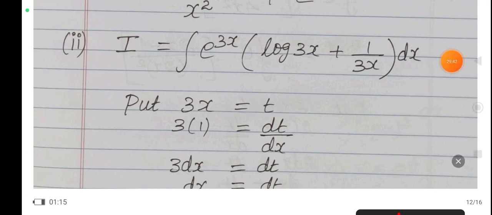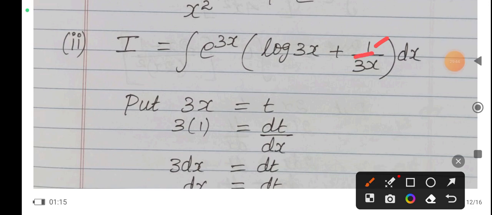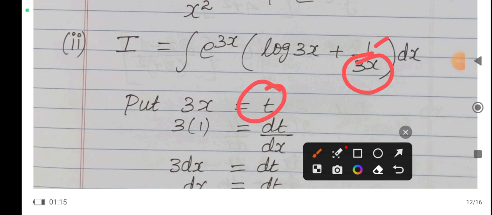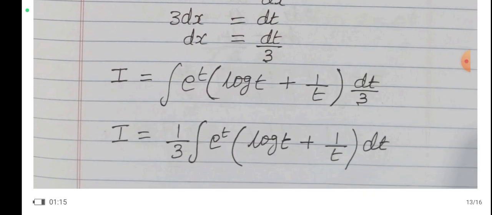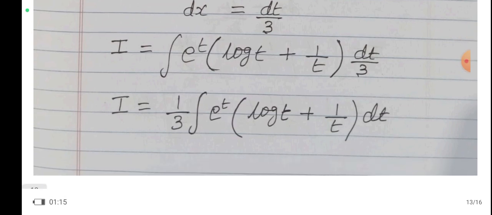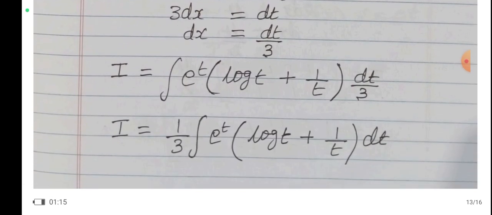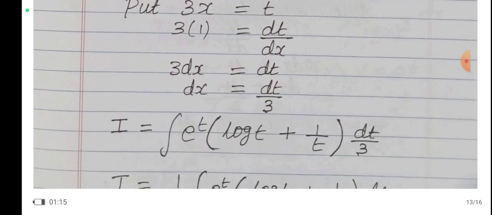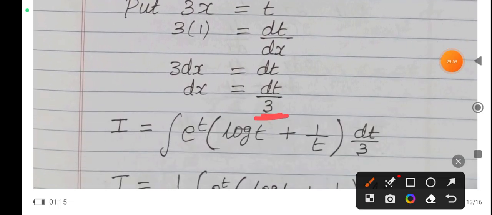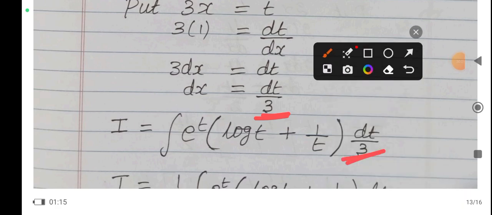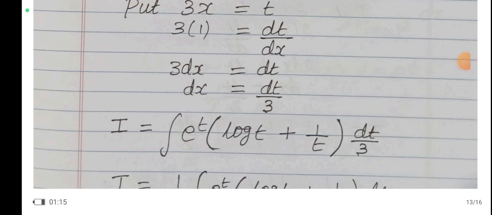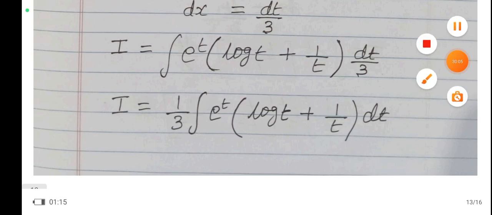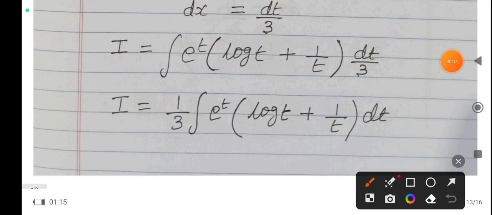Why do we want to complicate it in that sense? 1 divided by 3x is 1 by t. Then we have 1 by 3 already outside. How is 1 by 3 outside now? The dx value is dt by 3, correct, children? Dx is dt by 3. That dt by 3 only we are writing here. Then the division 3 comes outside now. 1 by 3 integral e power t, log t plus 1 by t.